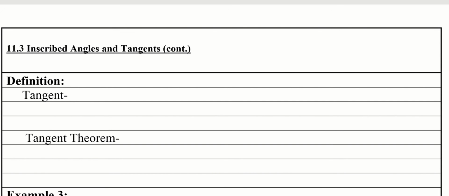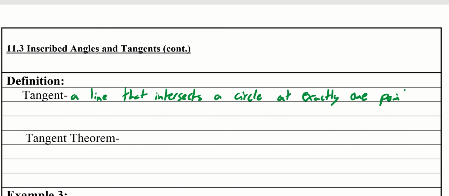A tangent, in this context, is a line that intersects a circle at exactly 1 point. Okay, a tangent is a line that intersects a circle at exactly 1 point. So, for example, if I'm sketching a circle here, I'll try to draw this a little bit smaller so we have some room to write the rest of our explanations. What I would need is a line that crosses this circle, but it has to touch it at exactly 1 point.